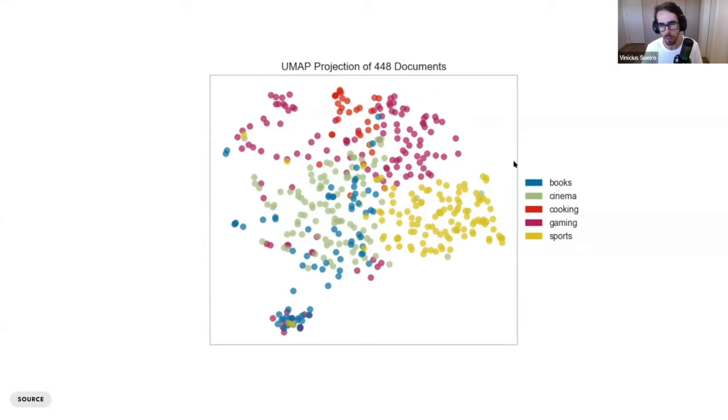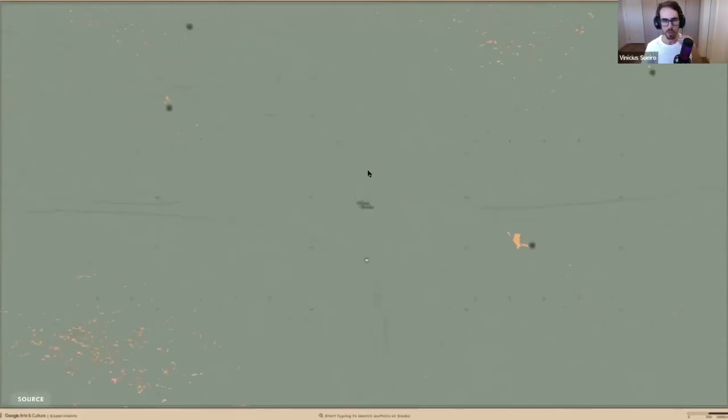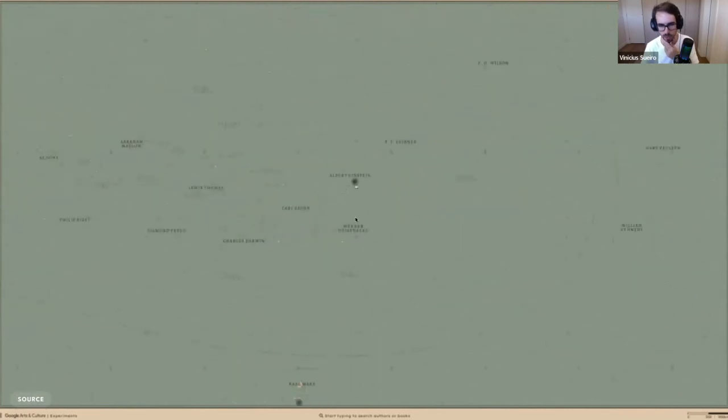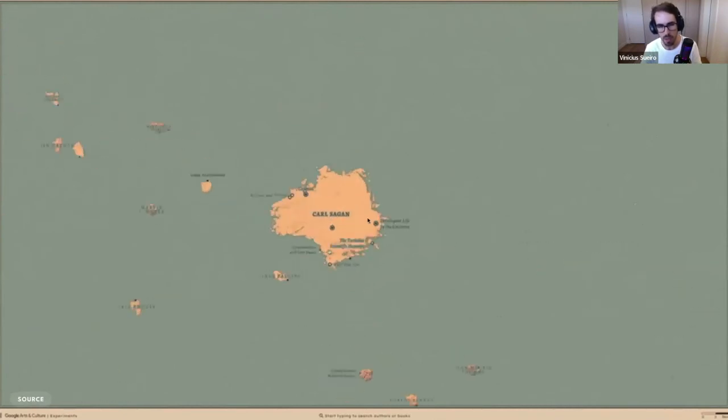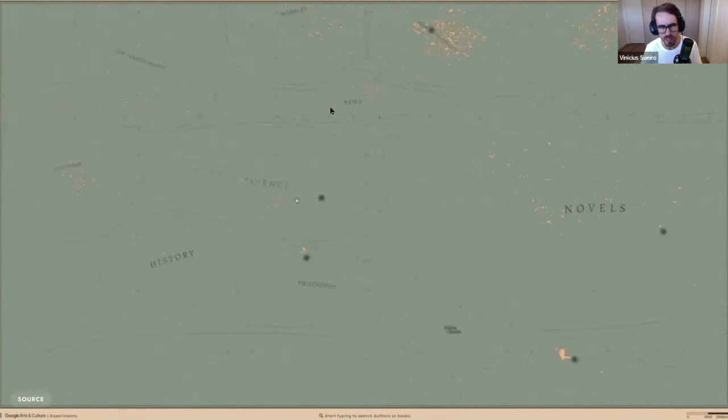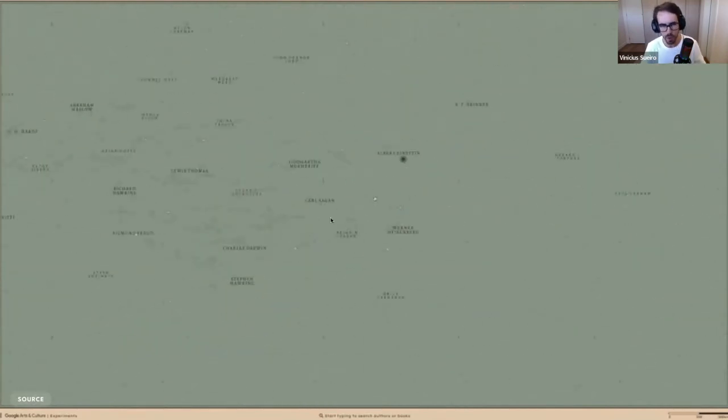And the same algorithm can be presented in a very abstract way like this, but Google created this project as an experiment for its arts and culture division, called the Ocean of Books. And it uses the same algorithm to calculate the similarity between authors. And this is very tiny. Sorry, I recorded this on a very big screen. That's why it's tiny.